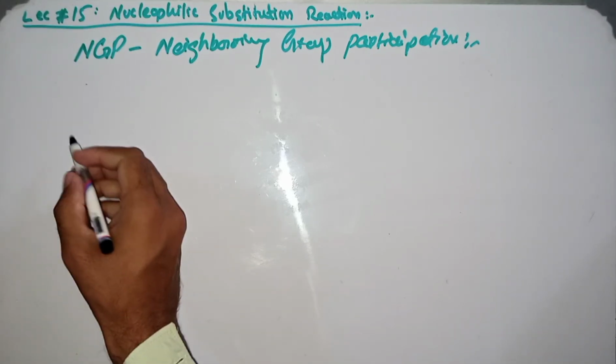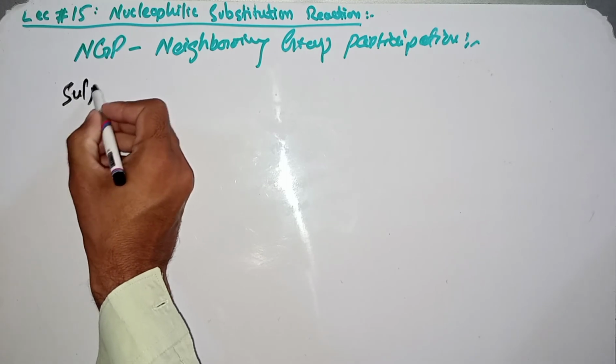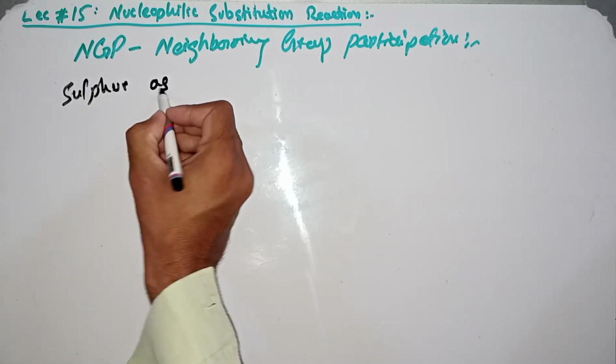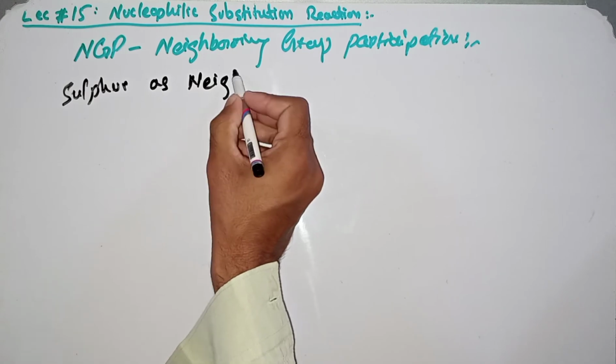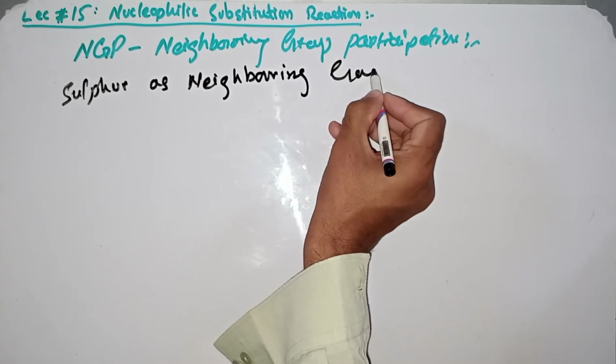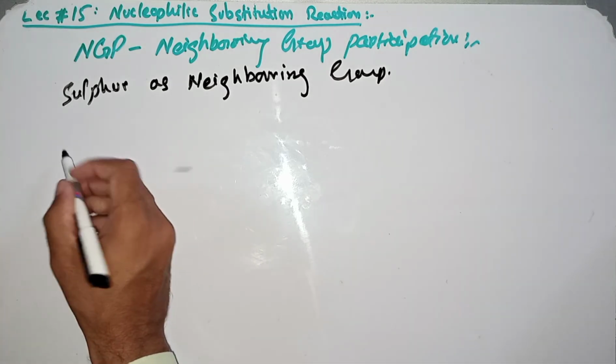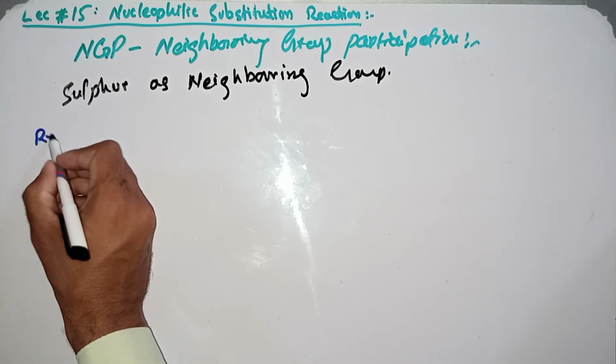When sulfur is used as a neighboring group, what will be the effect of sulfur on the speed of the SN2 reaction? It will follow the SN2 reaction. How? Let's start the reaction. The reaction will be like this.